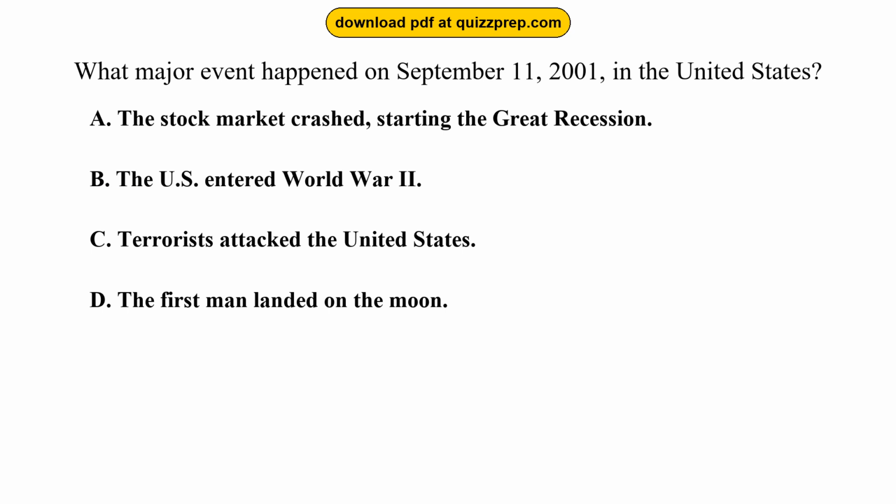What major event happened on September 11, 2001, in the United States? Option A. The stock market crashed, starting the Great Recession. Option B. The U.S. entered World War II. Option C. Terrorists attacked the United States. Option D. The first man landed on the moon. The correct answer is option C. Terrorists attacked the United States.